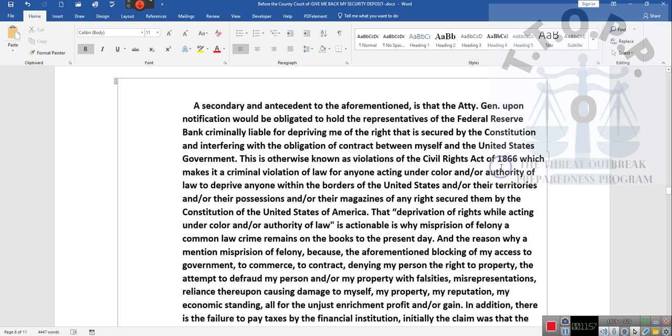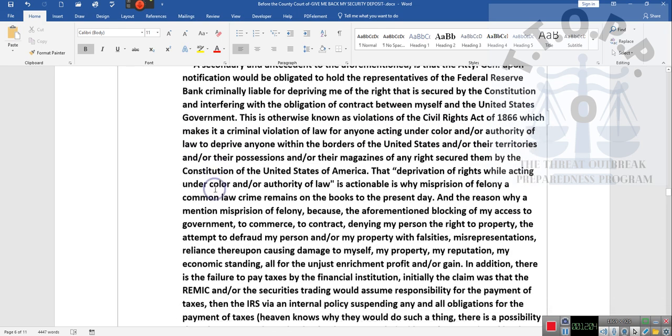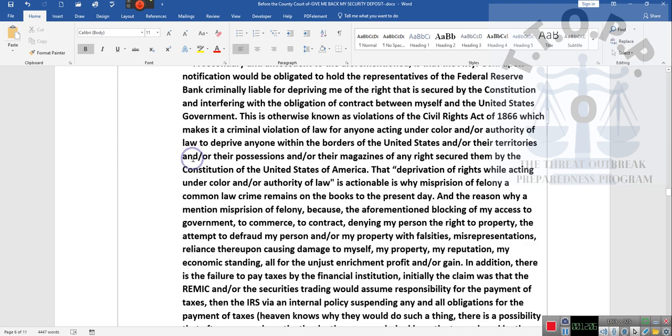This is otherwise known as violation of the Civil Rights Act of 1866, which makes it a criminal violation of law for anyone acting under color and or authority of law to deprive anyone within the borders of the United States or within its territories and or its possessions or their magazines of any rights secured them by the Constitution of the United States of America. That deprivation of rights while acting under color and authority of law is actionable, which is why misprision of felony, a common law crime, remains on the books to the present day.